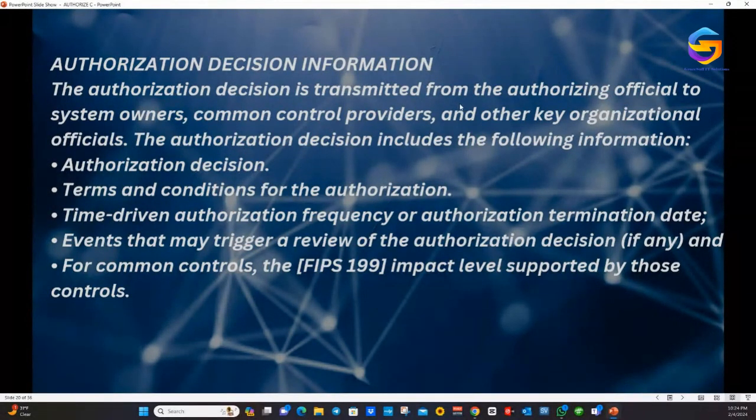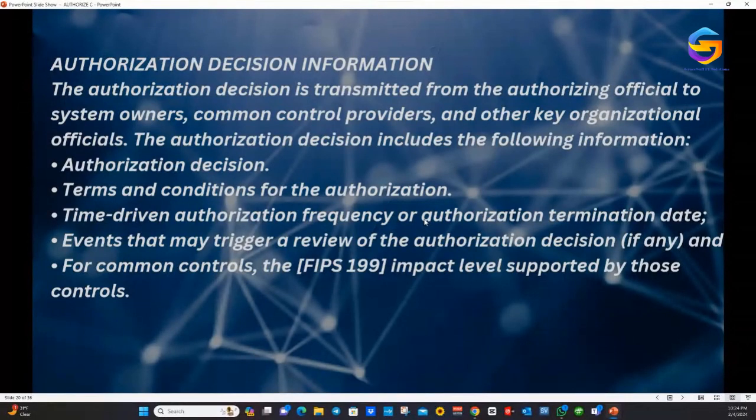Now, the authorization decision is transmitted from the authorizing official to the system owner, common control providers, and other key organizational officials. The authorization decision includes the following. Yes, please pay attention. This is a must know. You have to know this and understand it very well to pass the exams. So one, the authorization decision that is given; terms and conditions for the authorization; time-driven authorization frequency; authorization termination date.